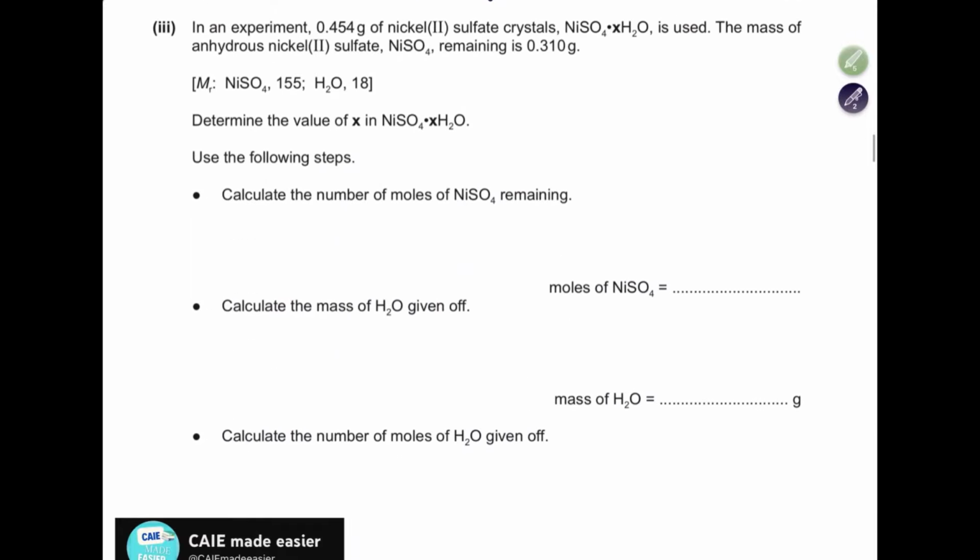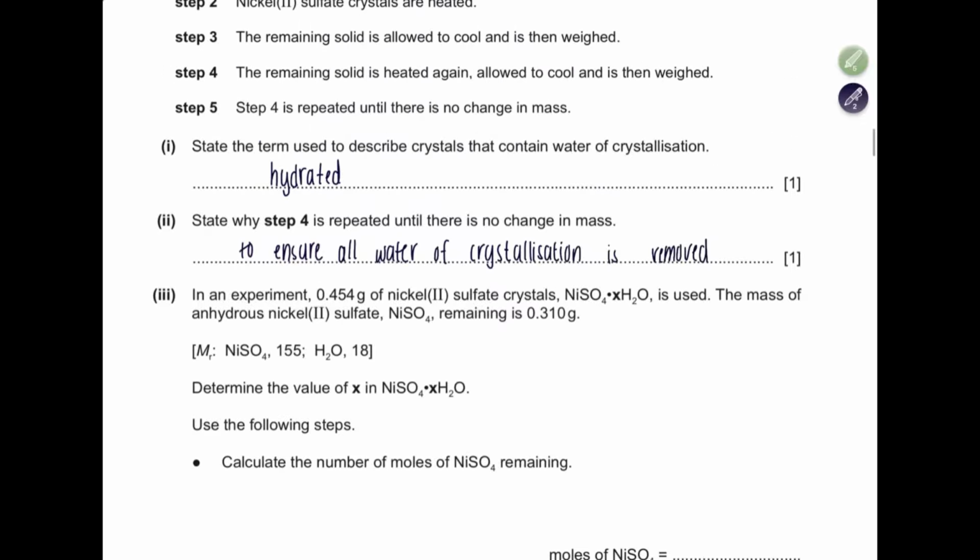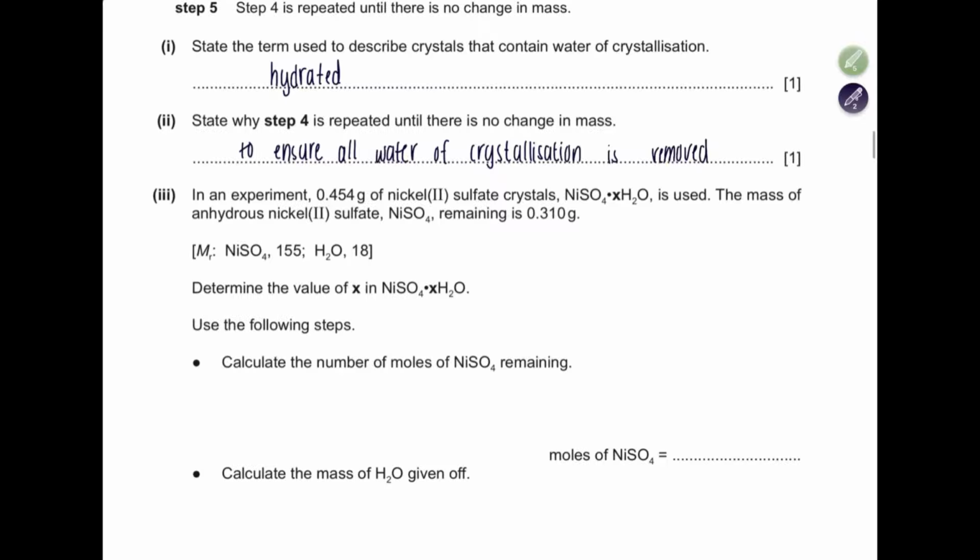Okay, in an experiment, 0.454 grams of nickel sulfate crystals is used. The mass of anhydrous nickel sulfate, NiSO4, remaining is 0.31 grams. So we have the Mr. Determine the value of X. Use the following steps. First, calculate the number of moles of NiSO4 remaining. Moles is going to be mass divided by Mr.